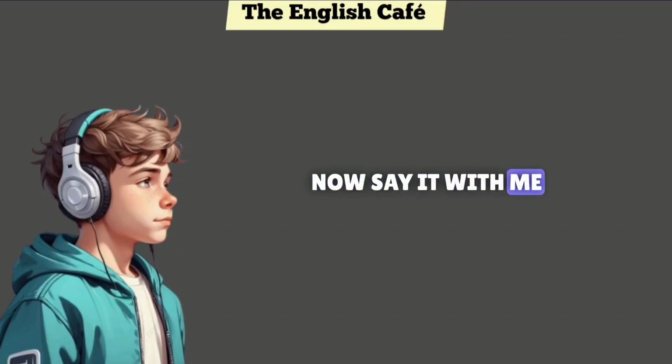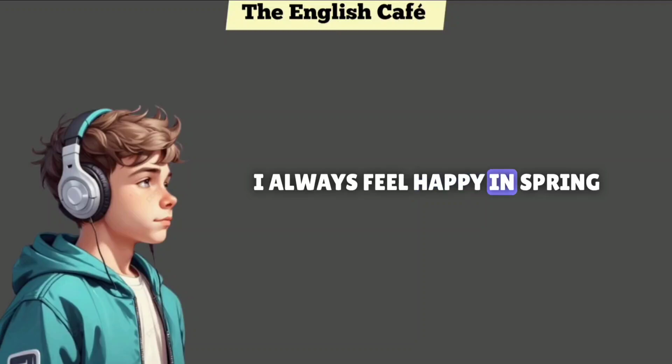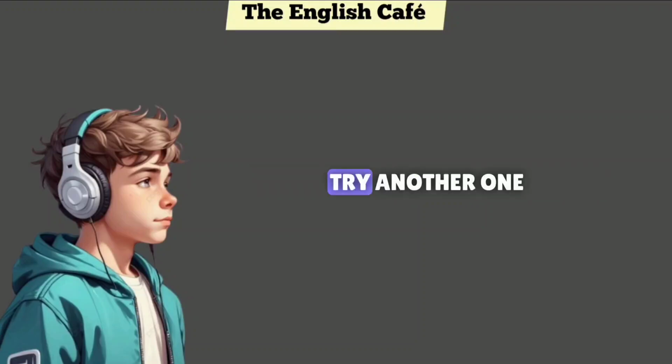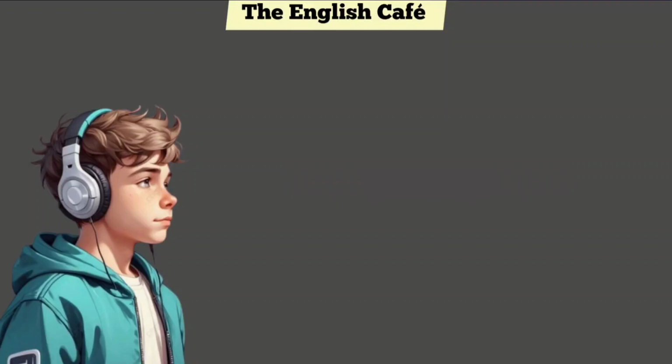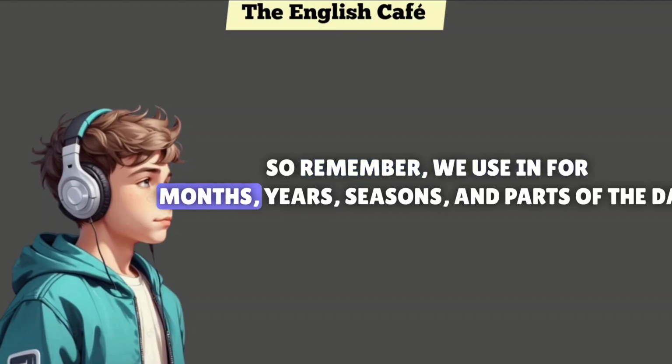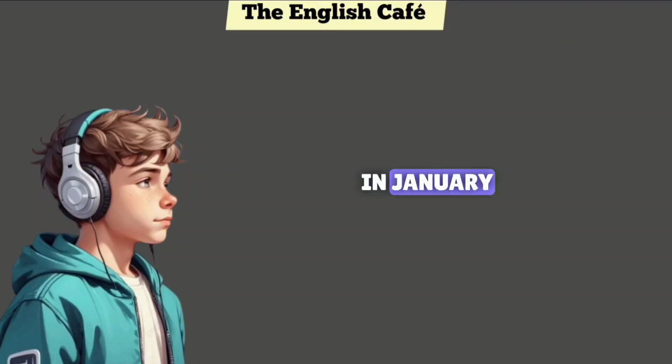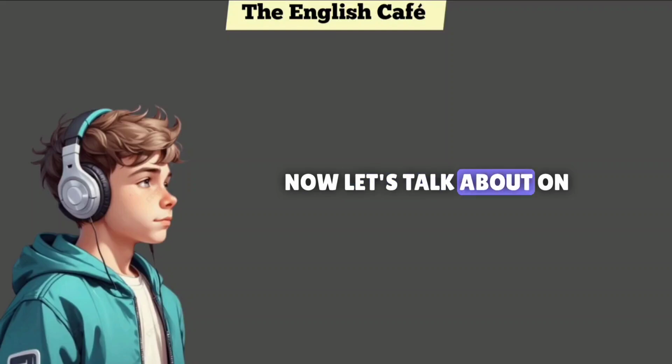Now say it with me. I always feel happy in spring. Great. Try another one. The shop opened in 2015. Now you repeat. The shop opened in 2015. Great job. So remember we use in for months, years, seasons, and parts of the day. In January. In 1998. In winter.